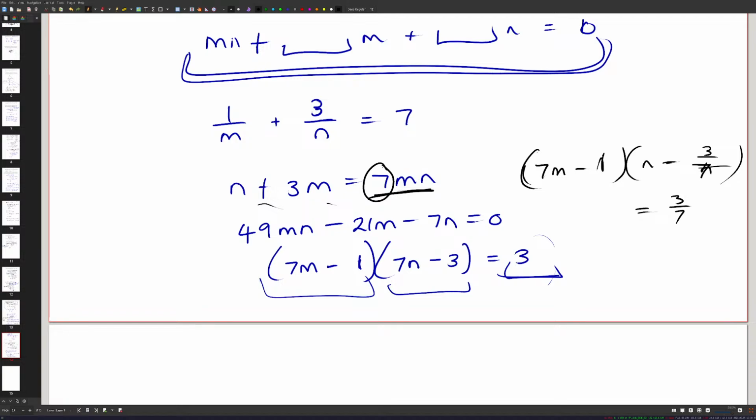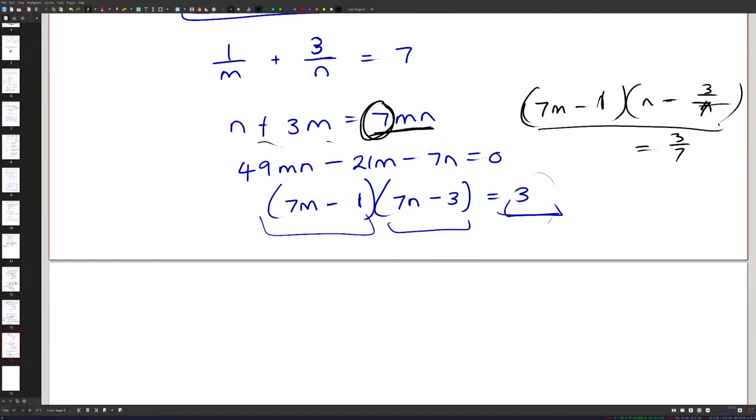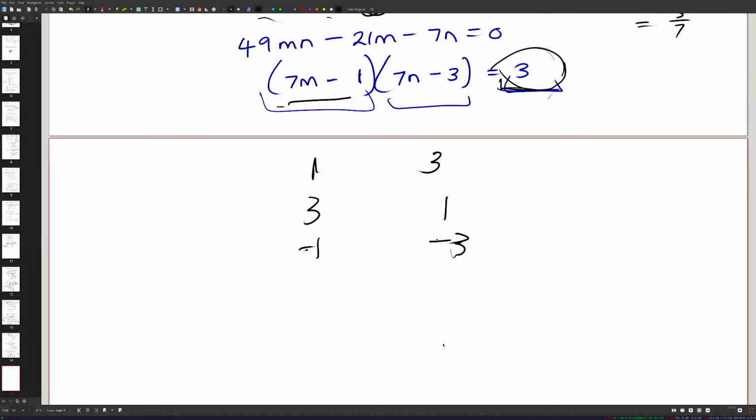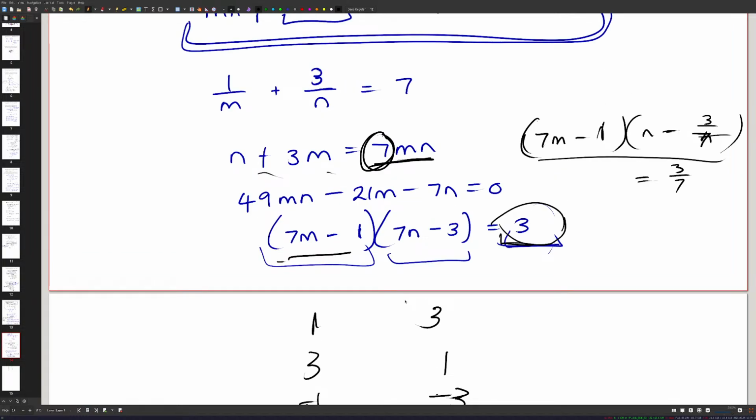But if I first multiply by this, I'm guaranteed that I only need integers in this factorization. And when these are all integers, then I know that an integer times an integer is 3, and so these are both factors of 3. This is 1 and this is 3, or this is 3 and this is 1, or this is minus 1 and this is minus 3, or this is minus 3 and this is minus 1. You end up with some fixed finite number of possibilities to consider.